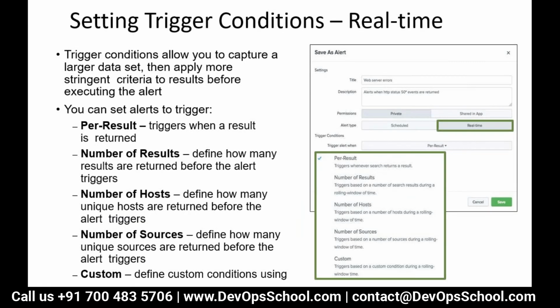Now what is the setting of the trigger condition for real time? The trigger condition allows you to capture a larger data set, then apply more stringent criteria to results before executing the alerts. For example, you can set alerts to trigger per result, when a result is returned, number of results, number of hosts, number of sources, and custom.